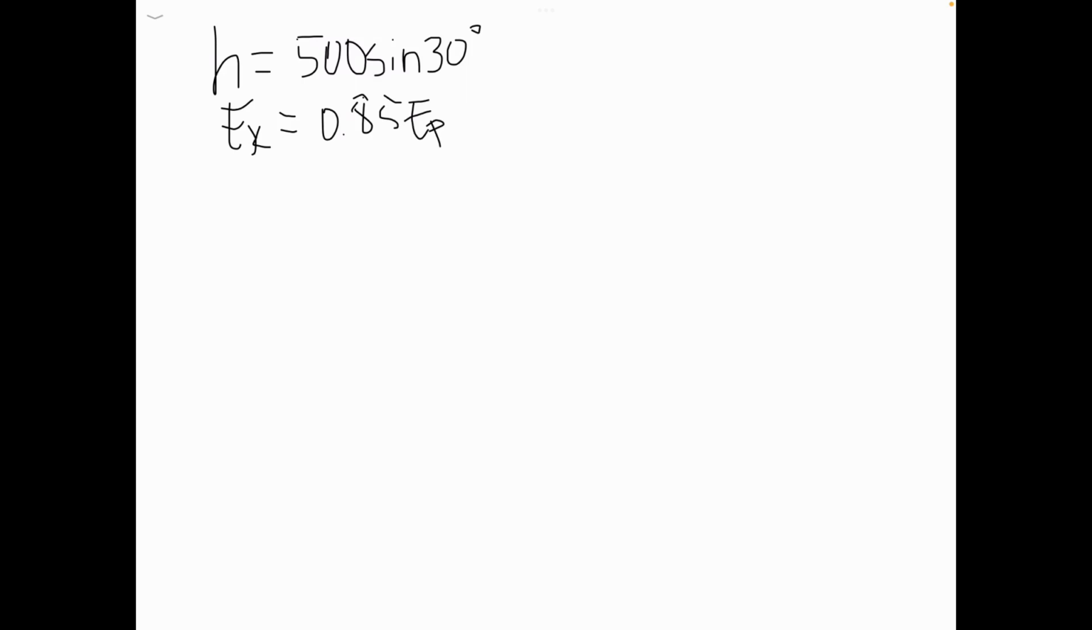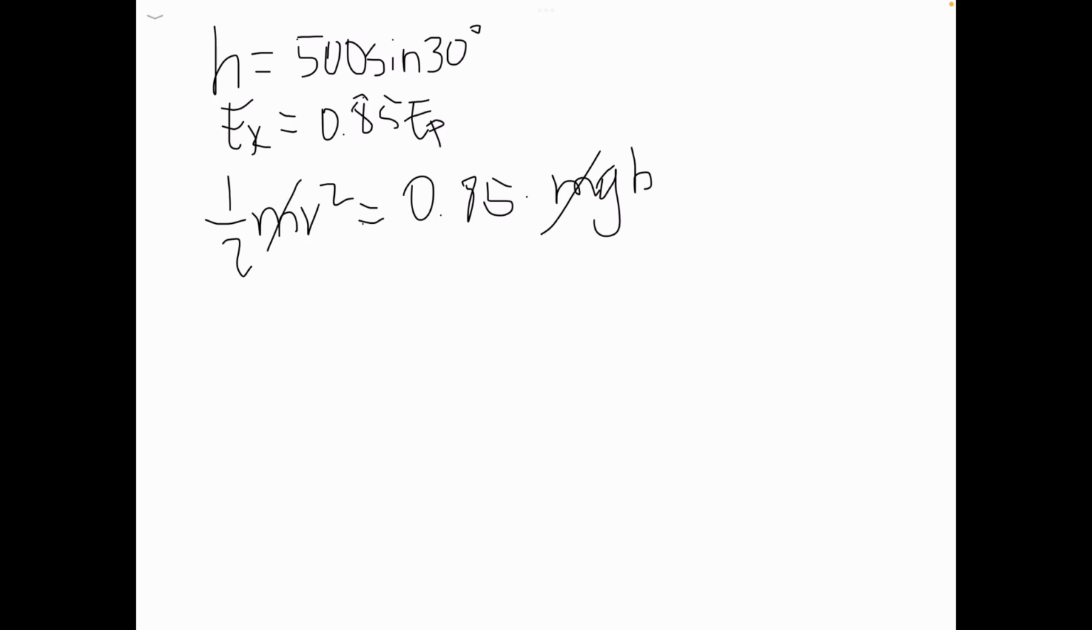Now we can equate the equations for kinetic energy and potential energy, which will give us 1/2 mv squared is equal to 0.85 times mgh. Now we can rearrange for the final speed. So m cancels out on both sides.